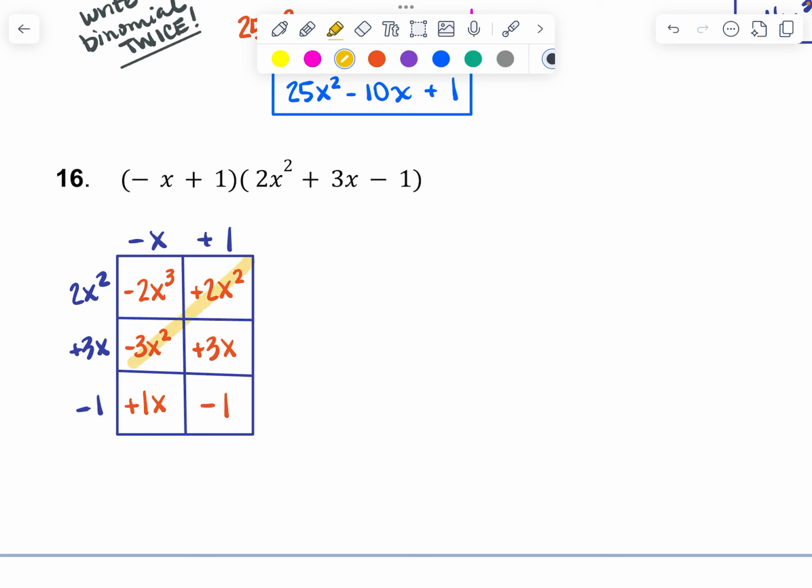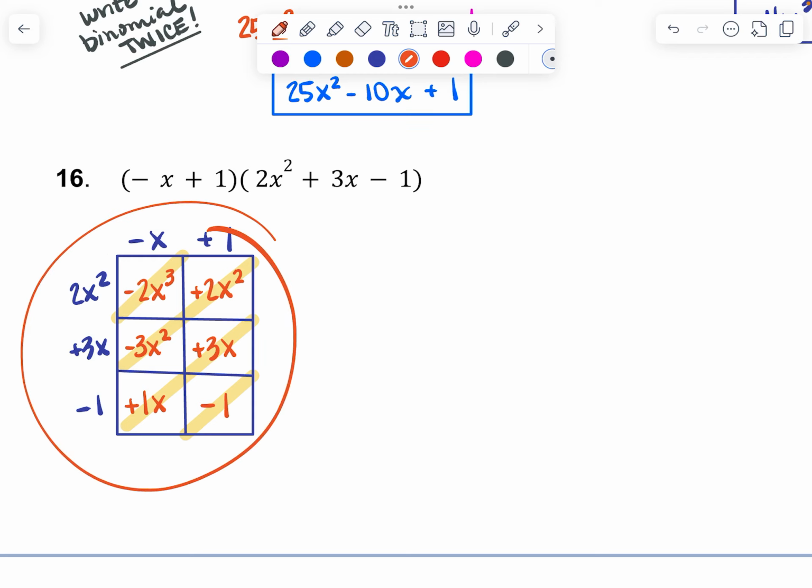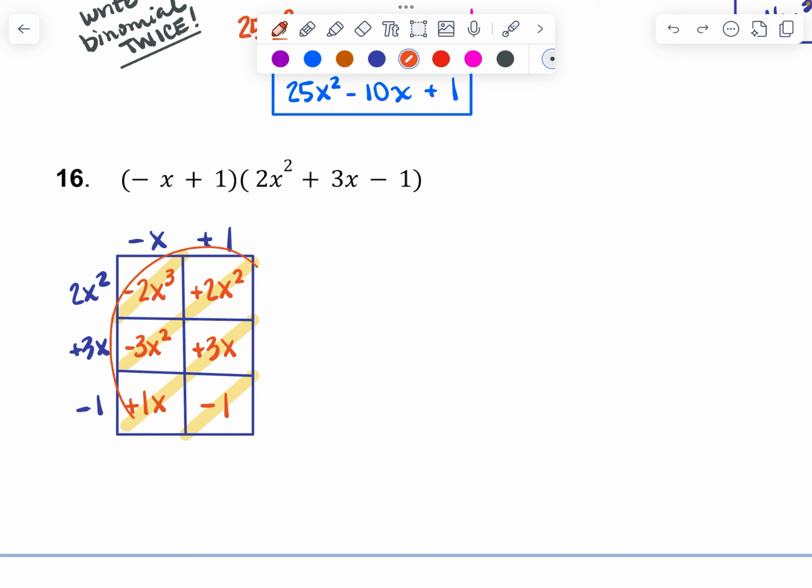And if you've done your box method correctly, all your like terms should lie on the same diagonal, right? There's only one x cubed, he gets his own diagonal. There's only one constant, he gets his own diagonal. And now it's an addition game, right? Once you've done the multiplication by doing the box, you've done all the multiplying. Now it's an adding game, where you're adding all the like terms together, okay?